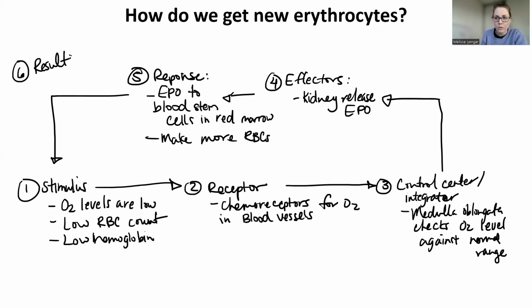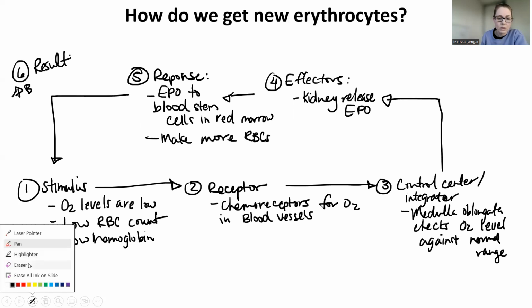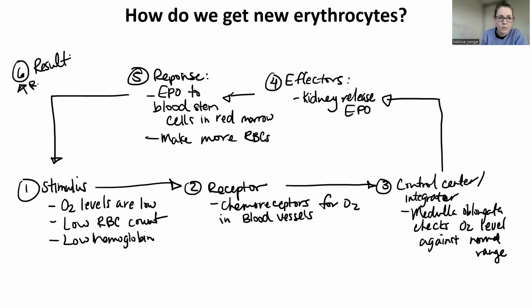Okay, so the result is an increase in red blood cells, an increase in hemoglobin. Overall, that increases oxygen levels and turns off my system. So here, this is a negative feedback because it turns off the stimulus.